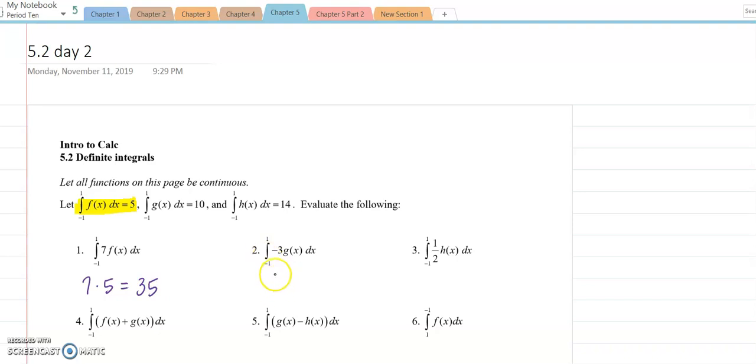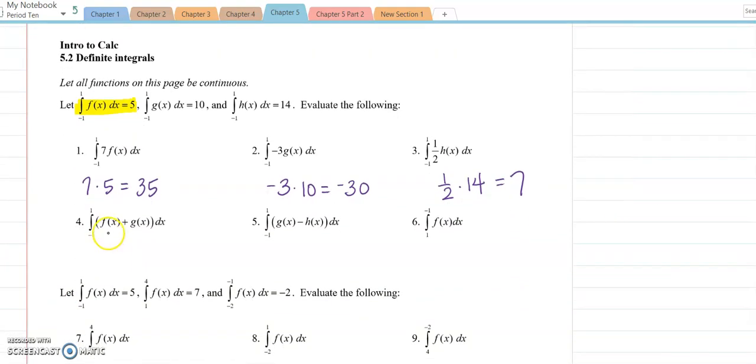Number 2, this uses the g function, and this is doing both a vertical stretch and a reflection. So that's going to multiply that area by -3. Number 3 is doing a vertical shrink, so it's going to be 1/2 of the change in area of h, so that area is 7.